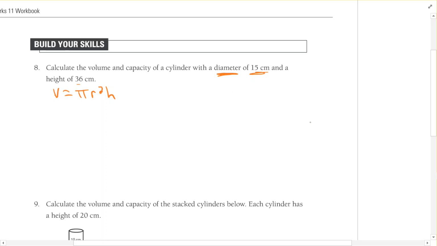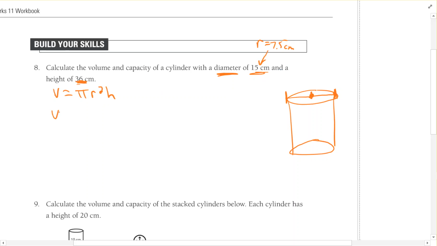Well, this is a terrible cylinder, I know, but it's just to do it quick. Diameter is the whole way from there to there, right? Radius is half of that. Radius is just from the center to the outside. So we need half of that. We're just going to go 15 divided by 2. So r would be equal to 7.5 centimeters. And then we know the height is just 36.